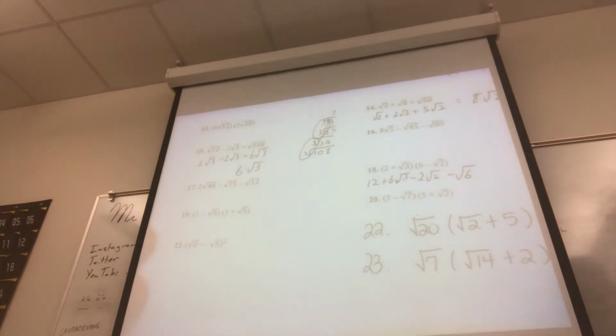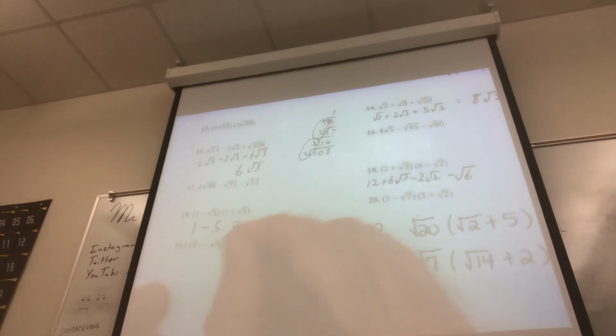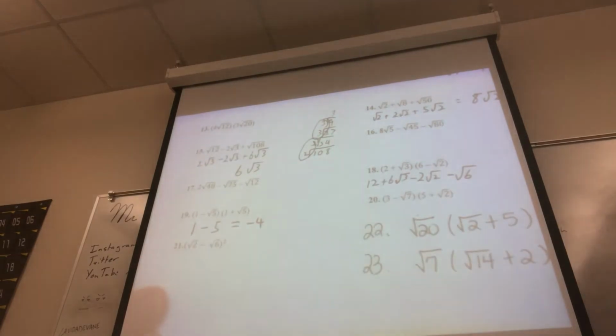If you get ones like number 19, those are conjugates. It's the exact same numbers. The only difference is the sign. So this you can work a lot faster just by squaring each part and then subtracting. So 1 squared is just going to be 1. The square root of 5 squared is just going to be 5. I subtract, and that gives me a negative 4.